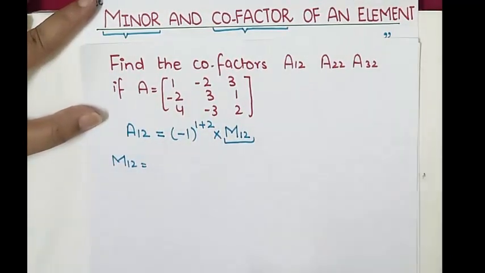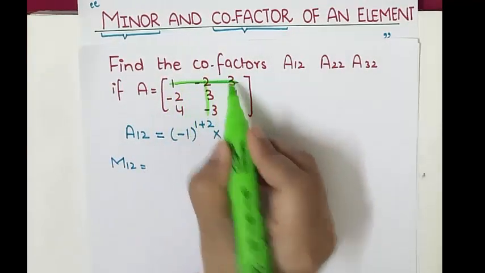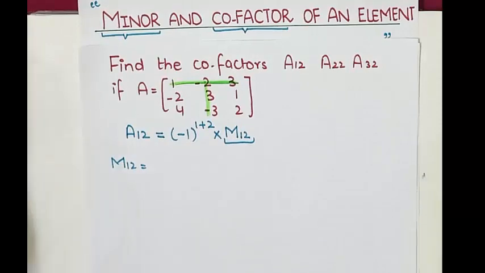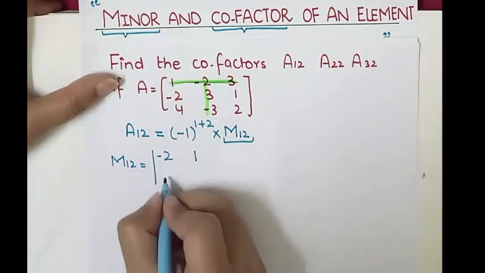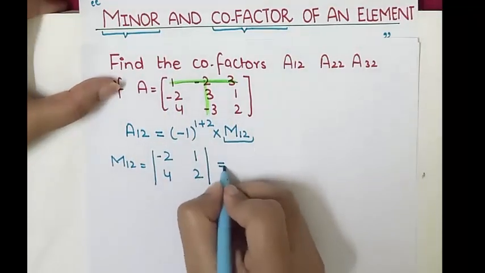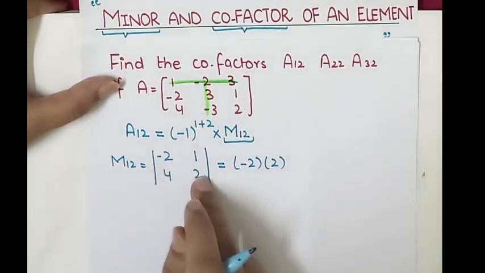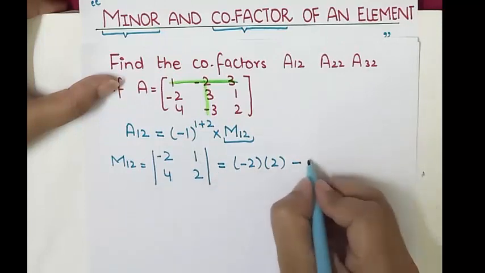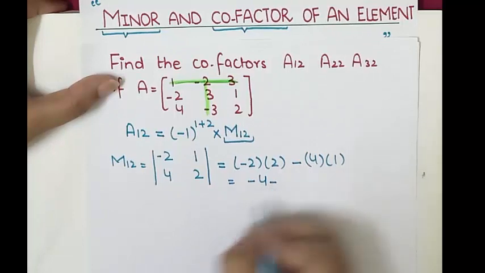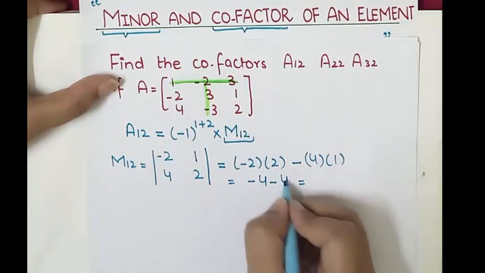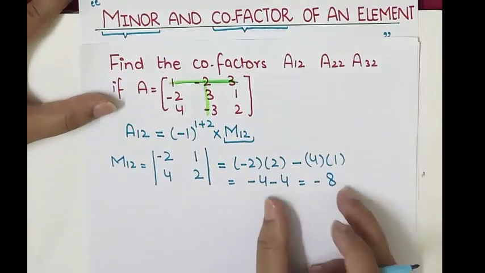M12 means we will delete the second column and first row. So we will have the matrix -2, 1, 4, 2. How to take the determinant? -2 into 2 minus 4 into 1. So 2 times 2 is 4, minus 4 times 1 is 4. So -4, it means -8. So this is the value of M12.